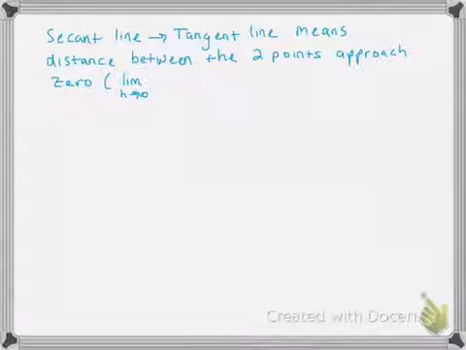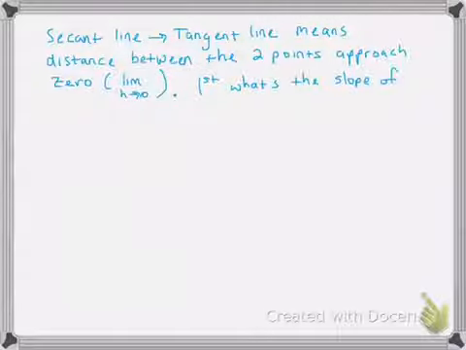So that's why calculus comes into play. We're using this definition of a limit as we approach a specific value to help us change a secant line and turn it into a very, very close tangent line. So secant line to tangent line means the distance between 2 points approaches 0, which means the limit of that distance is going to approach 0. Well, first off, what is the slope of that secant line?